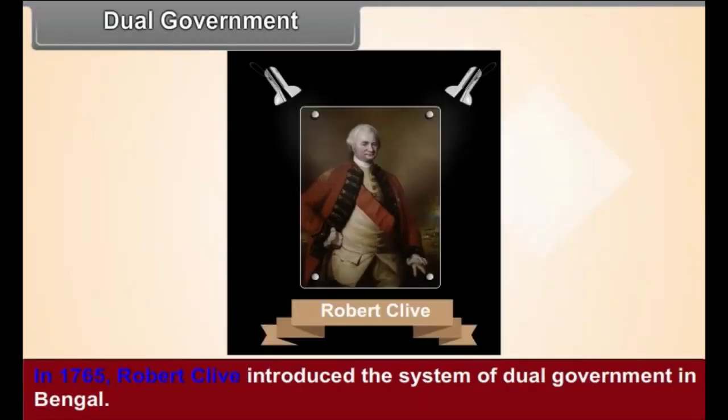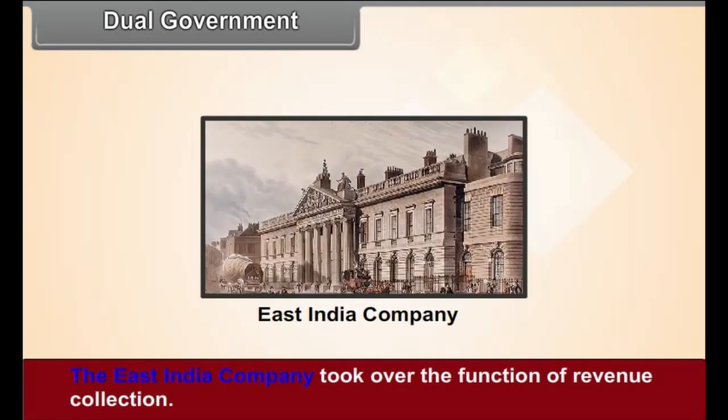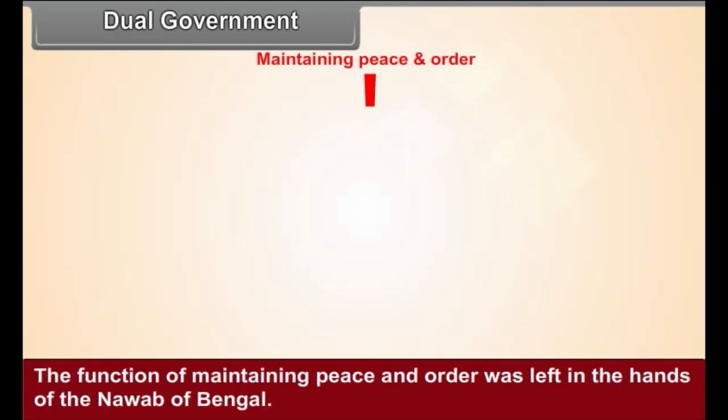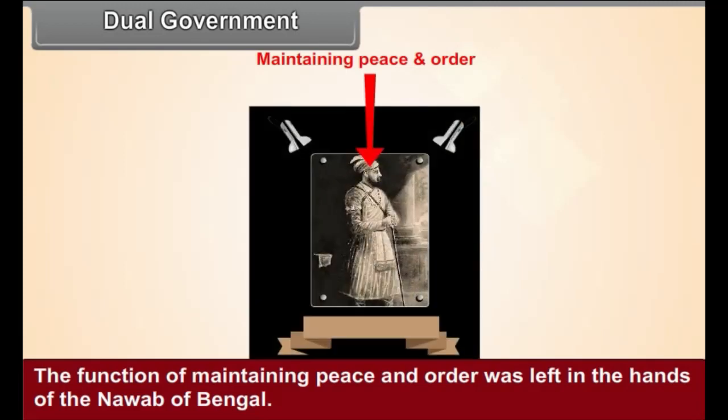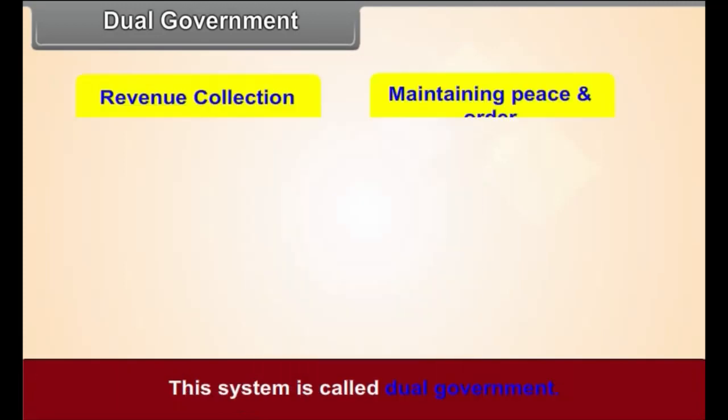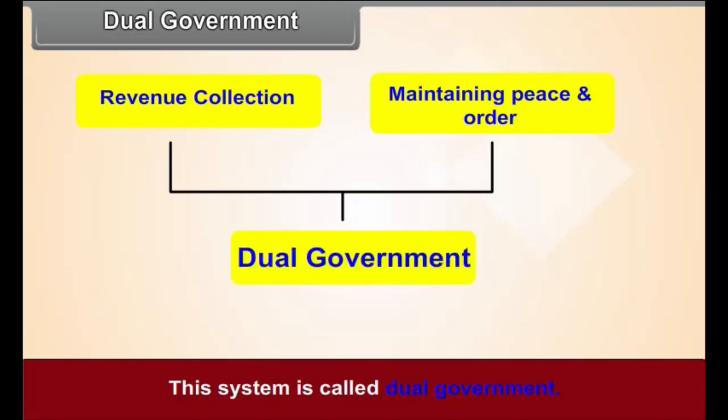Dual Government. In 1765, Robert Clive introduced the system of dual government in Bengal. The East India Company took over the function of revenue collection. The function of maintaining peace and order was left in the hands of the Nawab of Bengal. This system is called dual government.